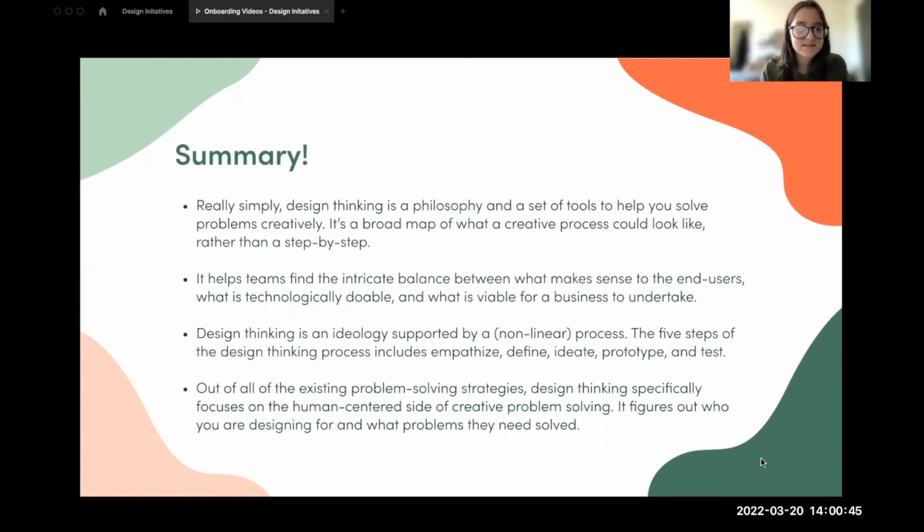And out of all the existing problem-solving strategies, design thinking specifically focuses on the human-centered side of creative problem solving. It figures out who you are designing for and what problems they need solved. And this line of thinking is unique in that it's based on the customer's point of view rather than the company's or the designer's.